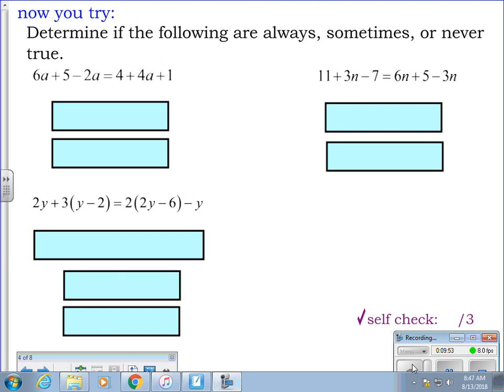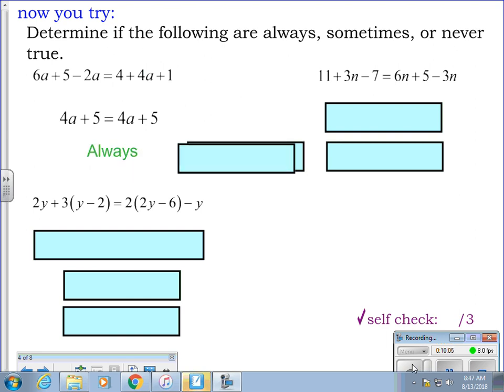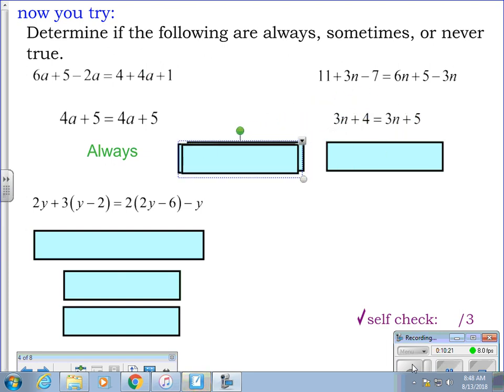Okay. So first step, like I said, combine up like terms. 4a plus 5 equals 4a plus 5. Hey, it's exactly the same on both sides. It's always true. Always. A can be anything. If I take 4 times some number and add 5, that's exactly the same as taking 4 times that same number and adding 5. Same thing on both sides.